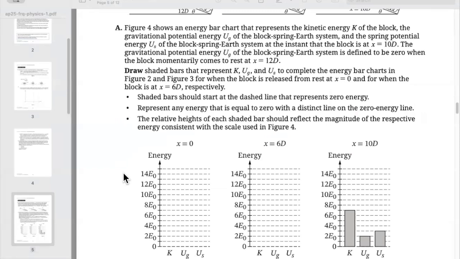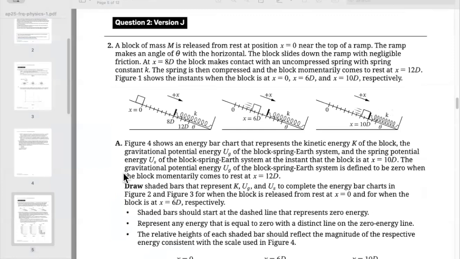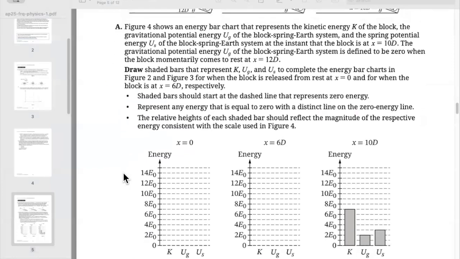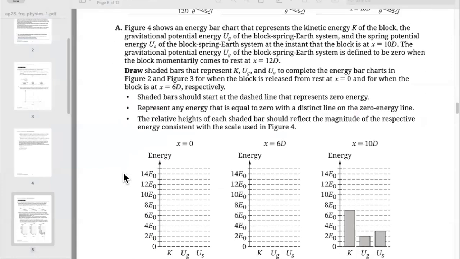And we have to draw everything at 6D, which is before the spring is compressed, and at 0, so when the block is released from rest. Okay, let's start when it's at rest. That one's easy because all you have is gravitational potential. So that's 2, 3, and 7. So that should give you a total energy of 12 then. No kinetic at the start, no spring potential at the start, and then 12 E0 for potential energy because total energy has to be conserved.